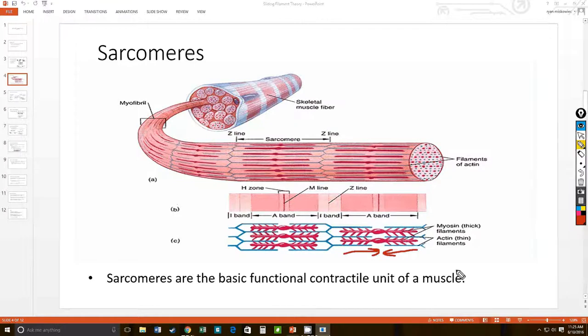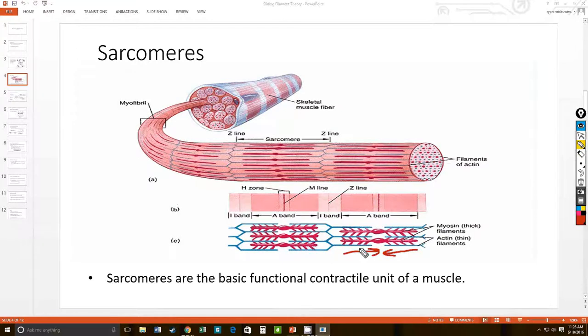So myosin is comprised of this, it's thick. It's got this center line here called the M line, and that's where it's anchored. But then it's got these little heads, these little things. We call these cross bridges, and they come off, and their job is to interact with the actin, all right?